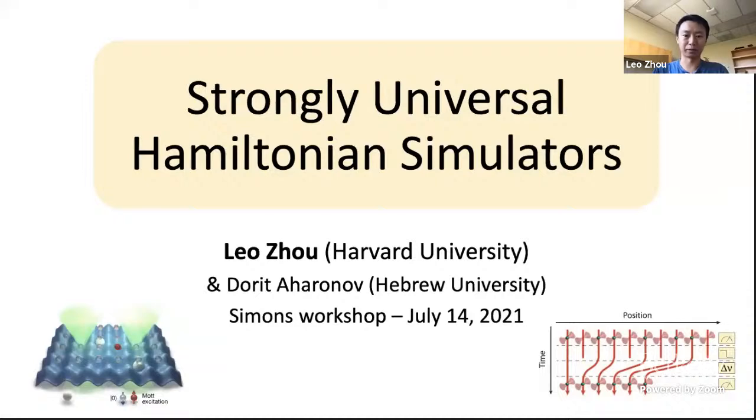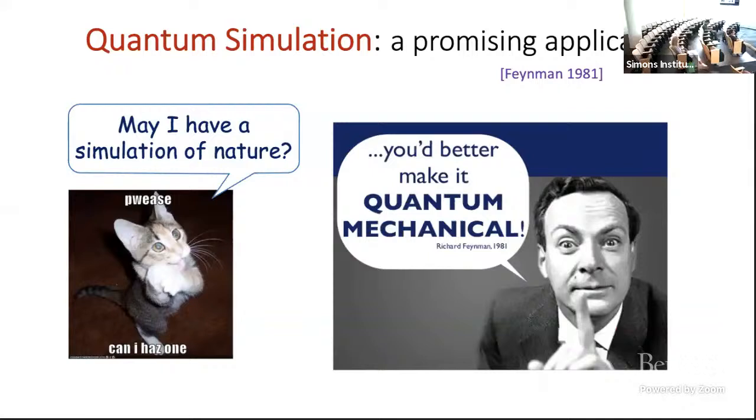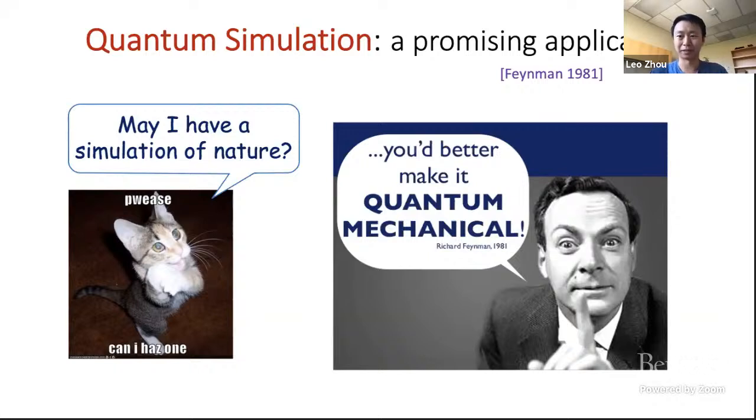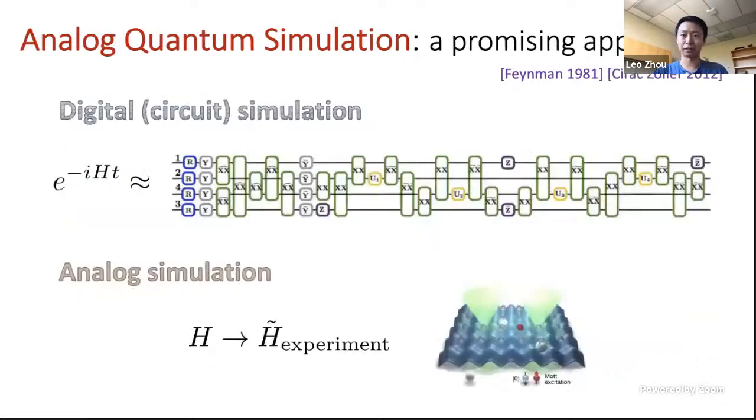Present today is joint work done with Zhou from Fudan University, and it's about quantum simulation, which is considered one of the most promising applications for quantum computers. This was identified as early as 40 years ago by Feynman. In particular, we're going to focus on analog quantum simulation.